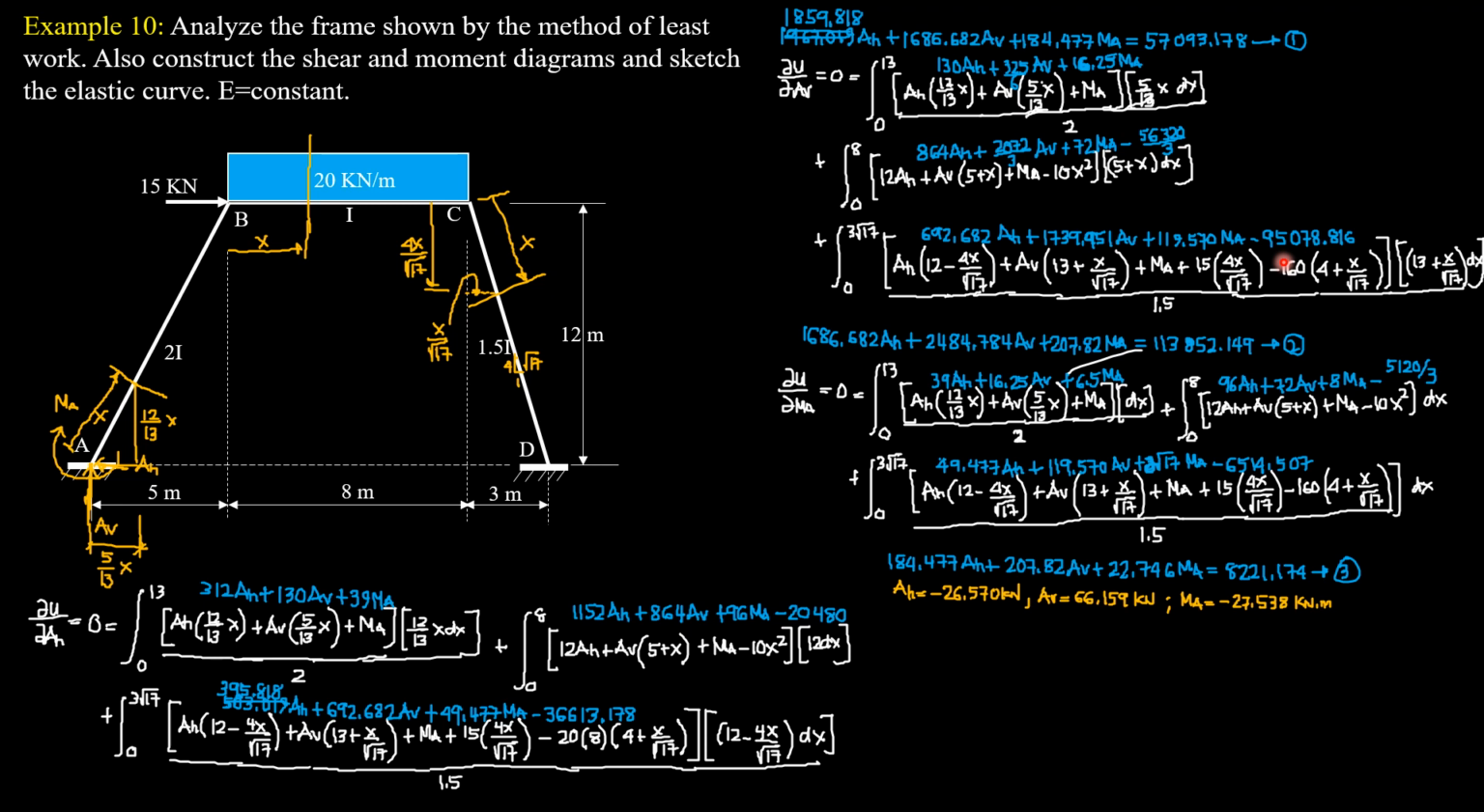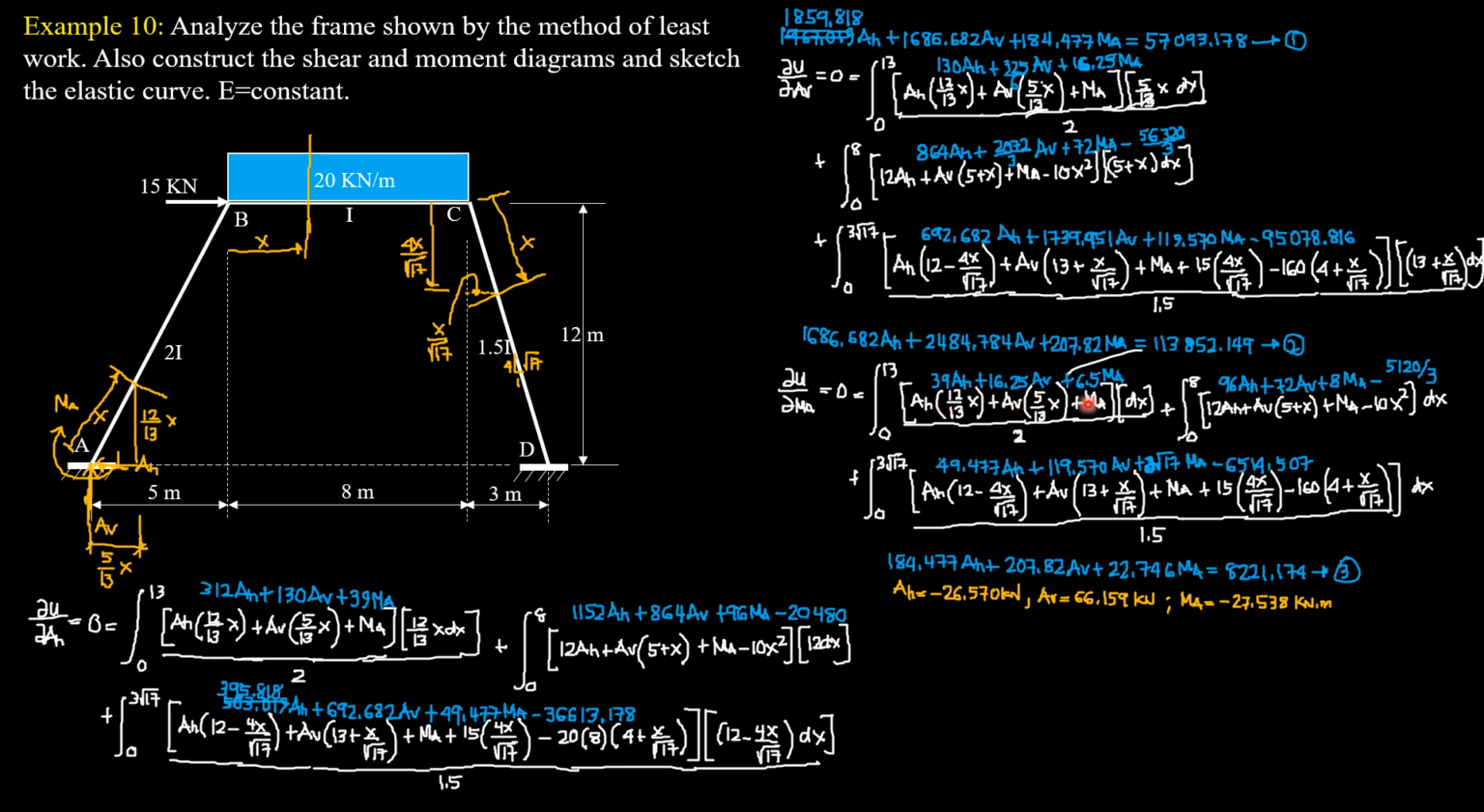So combining like terms, we have 1686.682 AH plus 2484.784 AV plus 207.82 MA equals 113,852.149. That's equation 2. And finally, partial of u with respect to the third redundant MA equals 0.